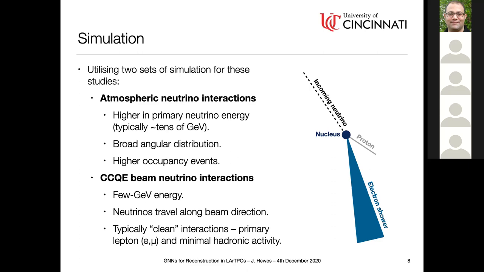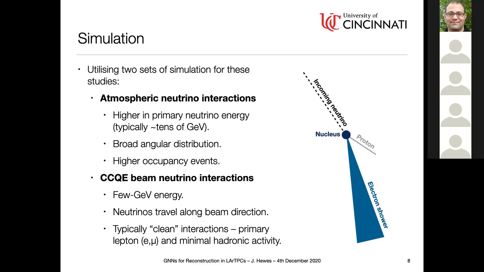So these are very high energy events, typically up to the tens of GeV. The neutrinos are coming in from a very broad angular distribution because they're atmospheric. They can be produced really from any direction. And also they're very high occupancy events. It's common to get these kinds of deep inelastic scatters where you have a lot of hadronic activity in the final state. And so this is the sample we started with, and I think maybe we were a little optimistic here, starting with something that's very big and messy and complicated and kind of setting ourselves up to fail.